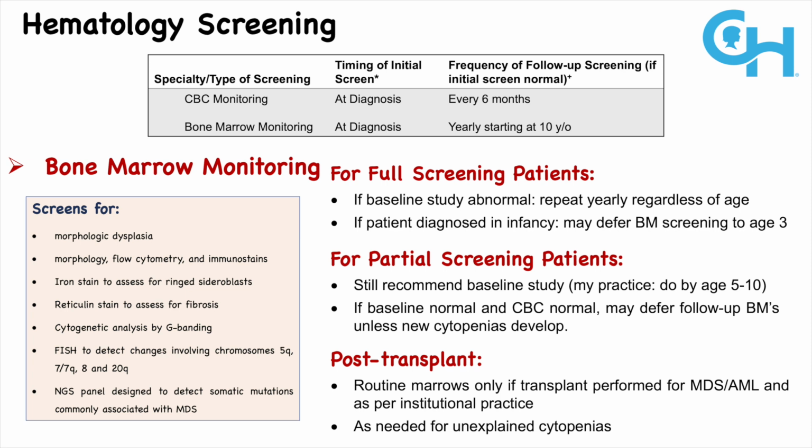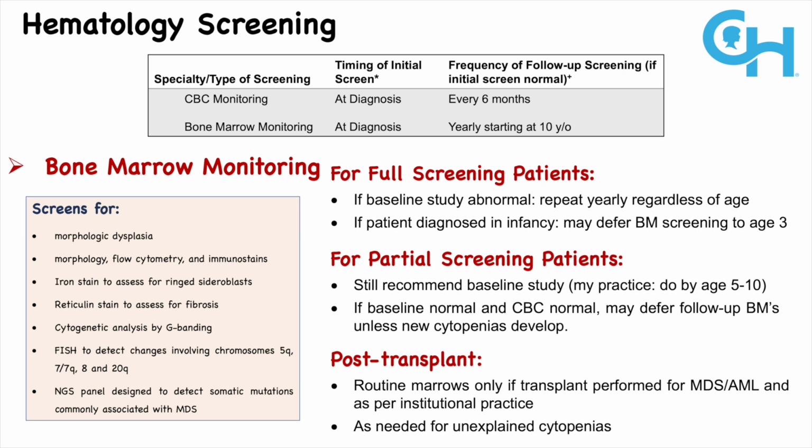Most of the ongoing screening of bone marrow is really to look for changes associated with MDS. So for full screening patients, if a baseline study is abnormal, we will start repeating yearly. For patients who are diagnosed at a very young age, we do not do the initial bone marrow evaluation until at least age 3. For patients in the partial screening category that I mentioned at the beginning, we still recommend getting a baseline study to assess if hematopoiesis looks normal. If it is normal, we will not do follow-up bone marrow evaluations for these patients unless they develop new cytopenias.